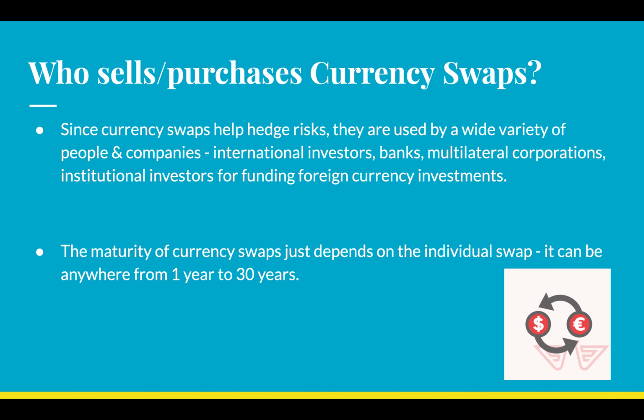Next, we are going to talk about who purchases and sells currency swaps. Since currency swaps help hedge risk, a wide variety of people and companies use these swaps for many different purposes. A few examples of users of these currency swaps are international investors, banks, multilateral corporations, and institutional investors for funding foreign currency investments. The maturity of currency swaps can be anywhere from 1 year to 30 years. It just depends on the individual swap.